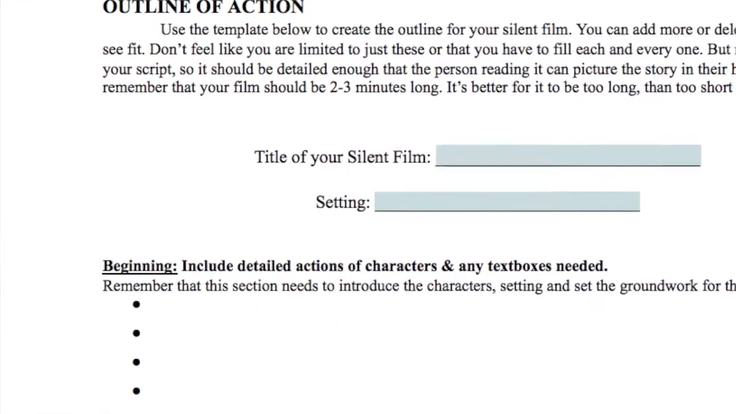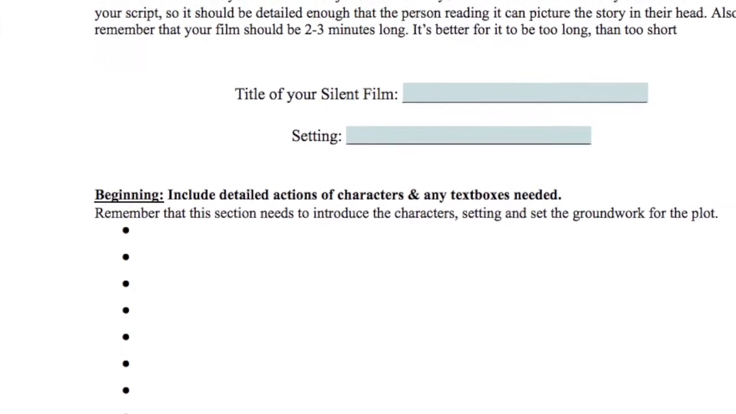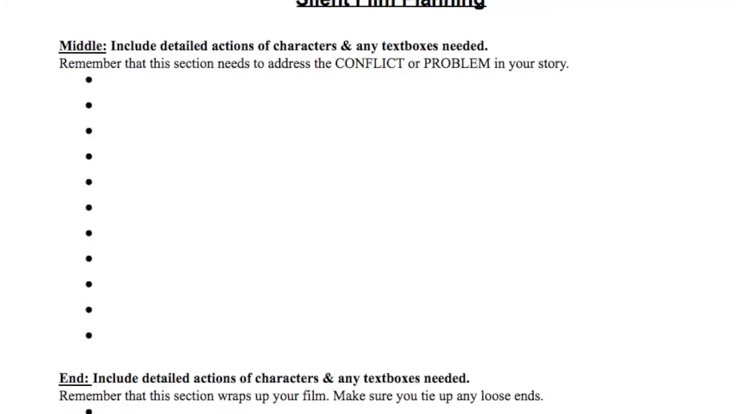So you're going to be writing a couple of lines for those inner titles, or text boxes, okay? But you only really should have, for your 2 to 3 minute film, maybe 4 or 5 text boxes, maybe. So what you're doing on that outline is you're really writing out the action.